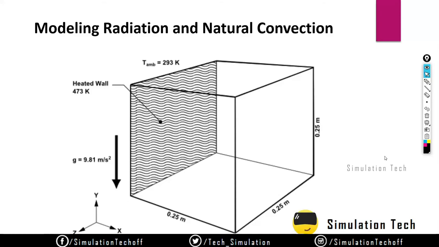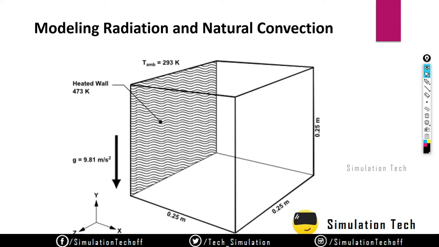Okay, so today we are looking at thermal related problems in CFD itself. In this thermal problem, it involves radiation and natural convection. Basically we have a cube structure which has a length, breadth, and height of 0.25 meters.